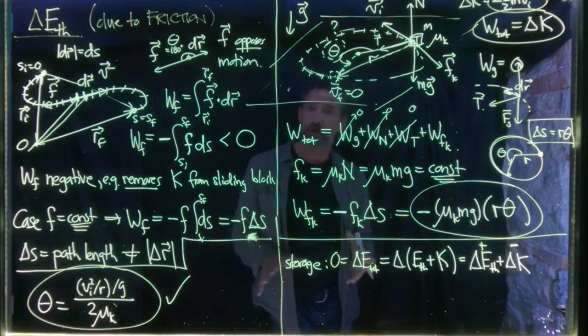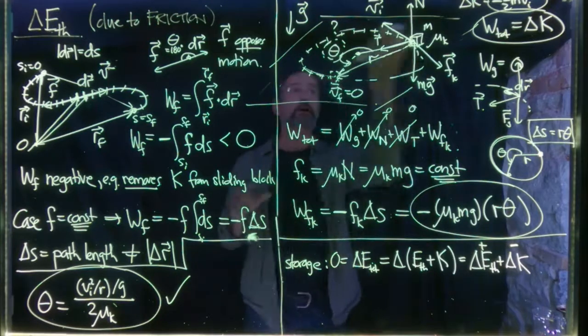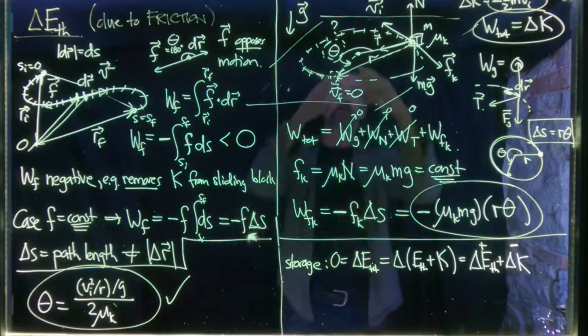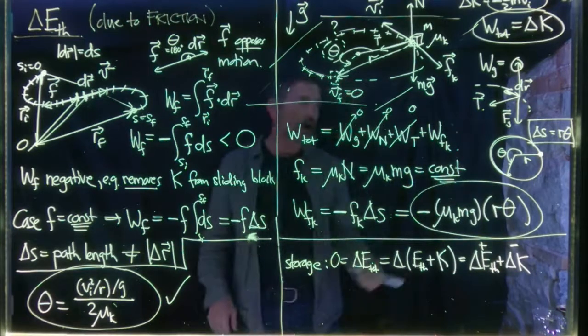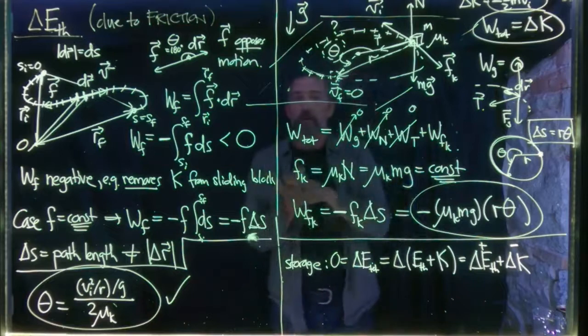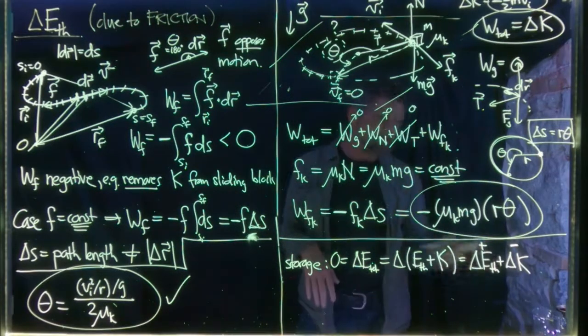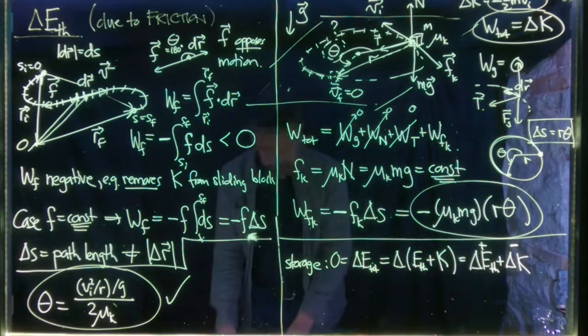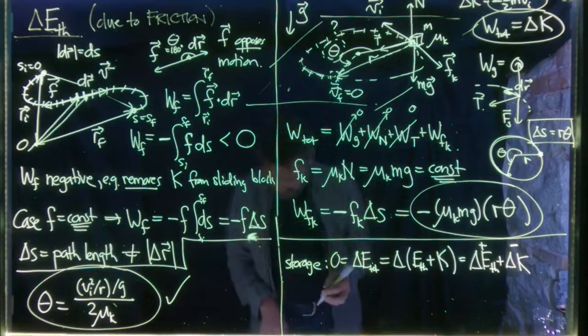Now that thermal energy is not just in the block, of course, or not just in the table. That thermal energy is spread partly in the block and partly in the table, but nevertheless, it's still part of the whole system, okay? How much of that thermal energy goes in the block versus the table depends upon the thermal conductivity of the materials, okay? You don't have to get into that detail. The point is that the change in thermal energy is negative the change in the kinetic energy.